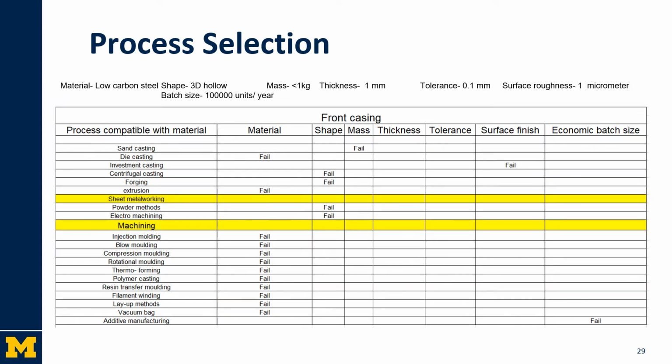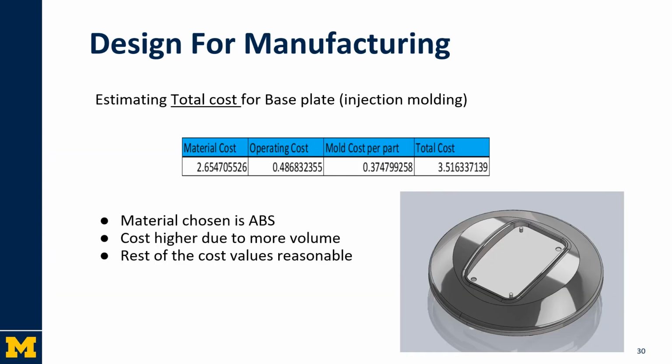The process selection chart for our front casing is using low carbon steel, which eliminates most processes. And using the rest of the criteria, we were able to determine sheet metalworking and machining as the two options, and we ended up going with machining. So after redesigning the base plate for design for manual assembly, we estimated the manufacturing cost for it through analytical method and we got $3.5.